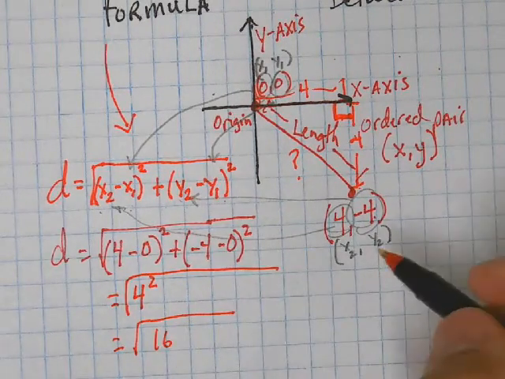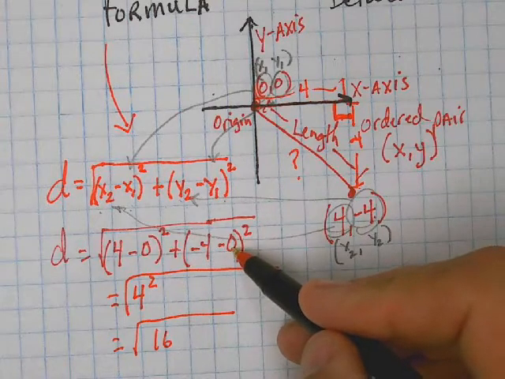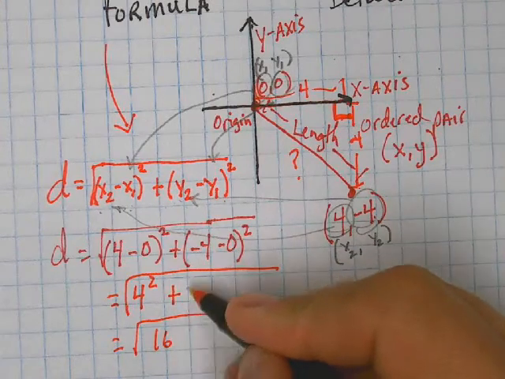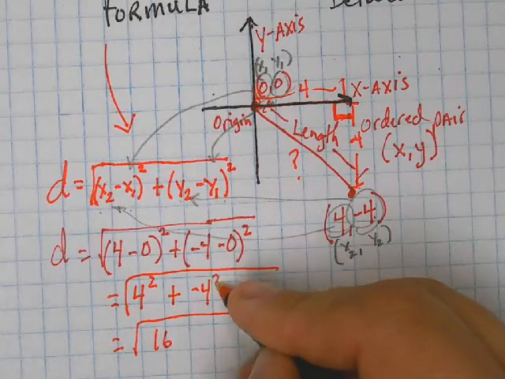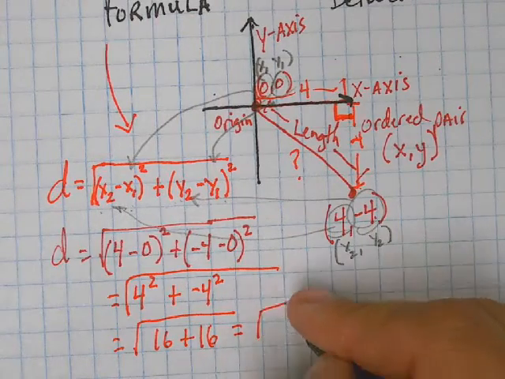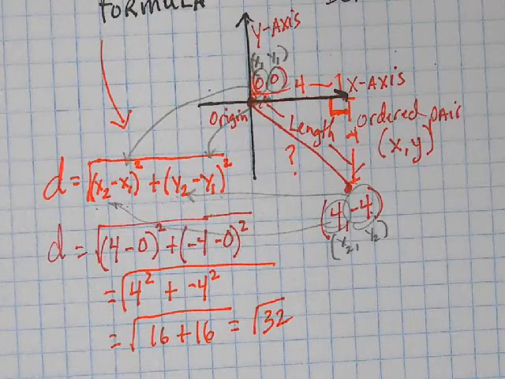Very good. Van Buskirk, what's negative 4 minus 0? What's negative 4 squared? Oh, gotcha, didn't they? So we have the square root of 32.